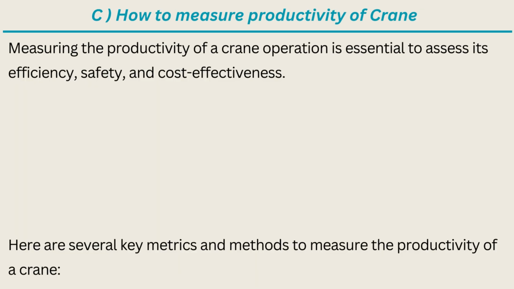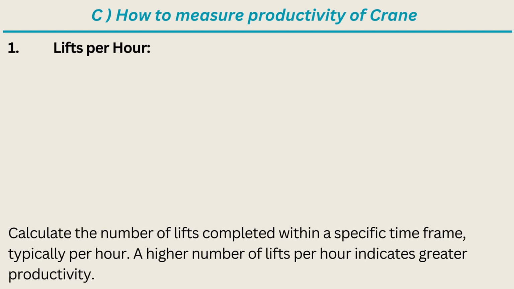C. How to measure productivity of crane. Measuring the productivity of a crane operation is essential to assess its efficiency, safety, and cost effectiveness. Here are several key metrics and methods to measure the productivity of a crane. 1. Lifts per hour. Calculate the number of lifts completed within a specific time frame, typically per hour. A higher number of lifts per hour indicates greater productivity.